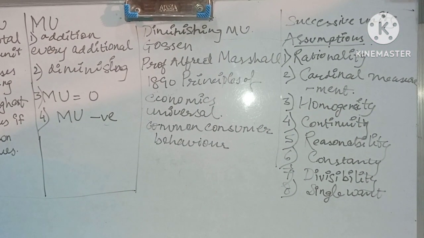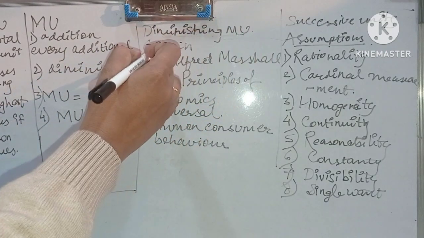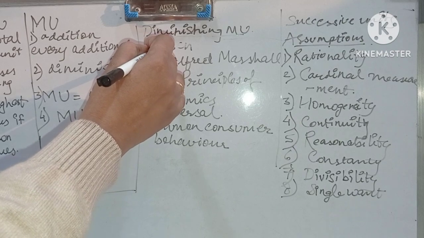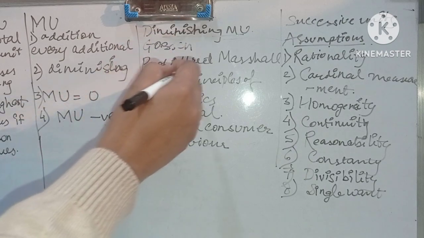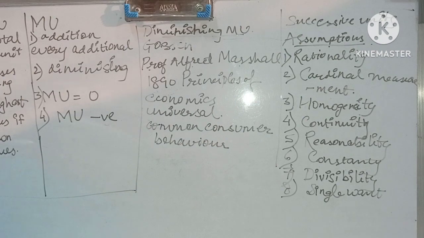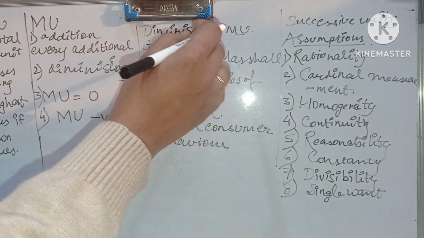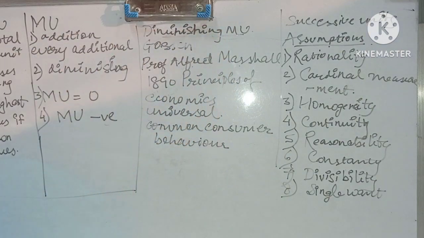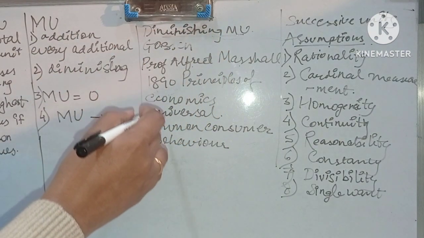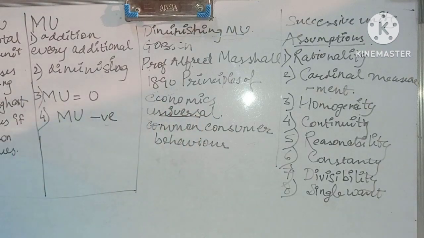Students, what I explained now is that the diminishing marginal utility was first proposed by Professor Gossen, but it was discussed in detail by Professor Alfred Marshall. Remember this name, in the previous chapter also we have heard this name. In his book Principles of Economics, which was published in 1890, he has mentioned this law of diminishing marginal utility. The law is universal in nature. Universal means it can be applied to anything in this universe.